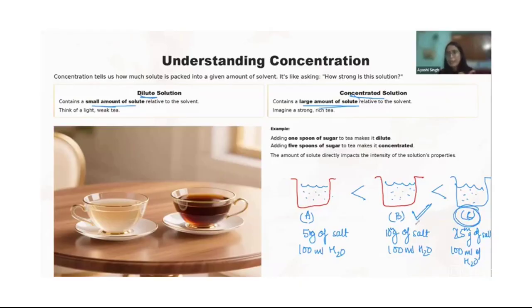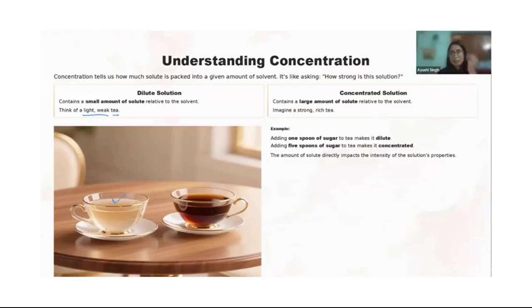Okay, I hope you are getting it. If you are not, feel free to ask your doubts. So let's take an example. Think of it as light or weak tea. Here you can see the color of the tea is very faded, very light, because the amount of tea leaves or sugar is very less here. But here you have added a lot of tea leaves and everything, so it has got color, the second one, right? So this is the example of concentrated and diluted solution.